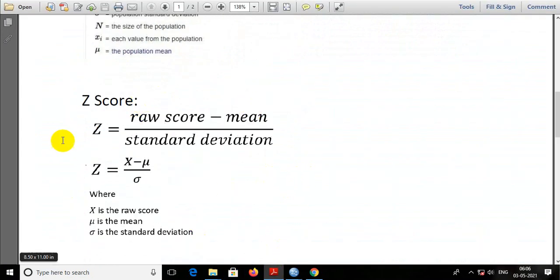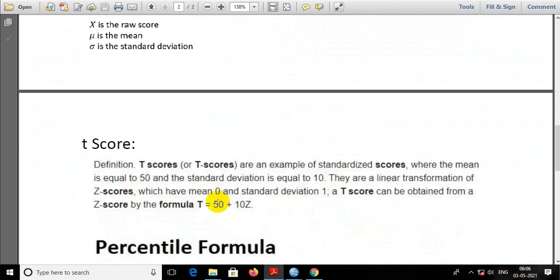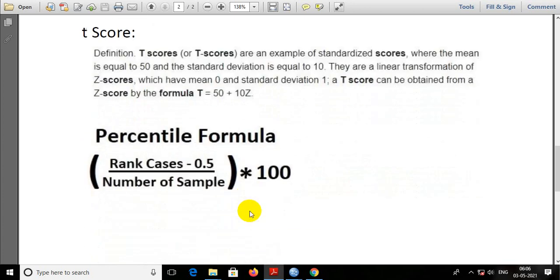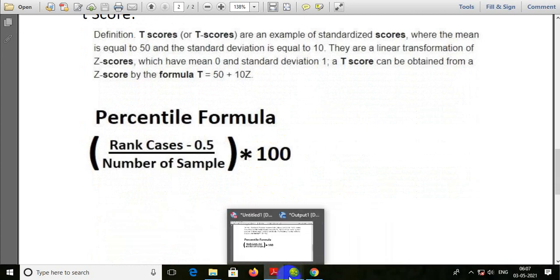How do we find the Z score? The T score is equal to 50 plus 10 into Z score. You see, 50 plus 10 into Z score. For the percentile score, now we are going into this place.